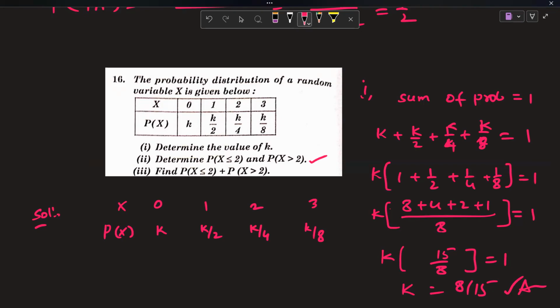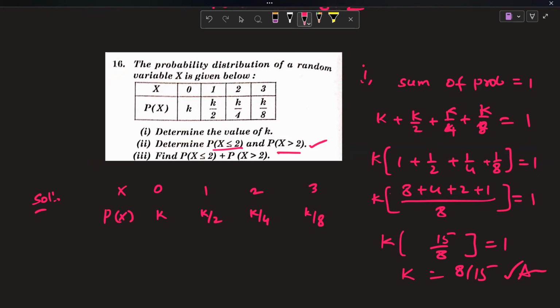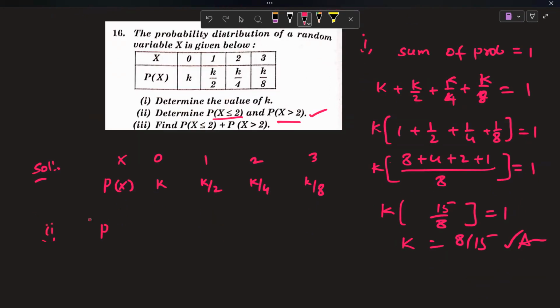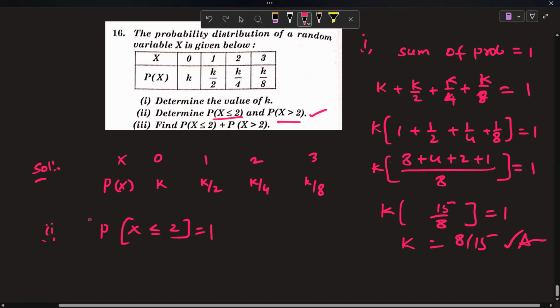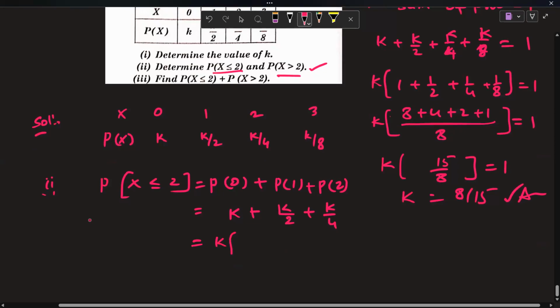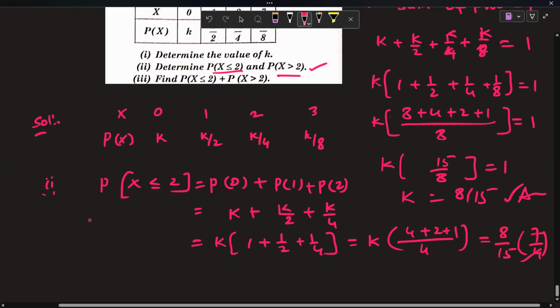Second question: determine P of x less than or equal to 2, and x greater than 2. P of x less than or equal to 2 means 0, 1, 2, is 2 included or not included? Included. Very good. P of 0 is k, P of 1 is k by 2, this is k by 4. So k is a common factor: 1 plus 1 by 2 plus 1 by 4. What is the LCM? 4 plus 2 plus 1, is it 7? So the k value is 8 by 15 times 7 by 4. The 4 got cancelled. So 14 out of 15 is the answer.